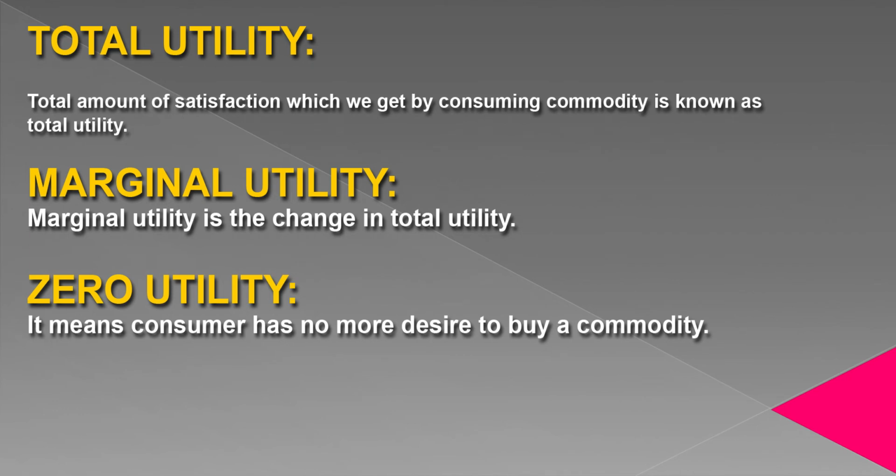Marginal utility. Marginal utility is the rate of change in total utility. It is also known as the utility of the last unit. For example, suppose a person eats 3 apples. Now the marginal utility for the person is the utility derived from the consumption of the third apple. That is why we call it the utility of the last unit consumed.